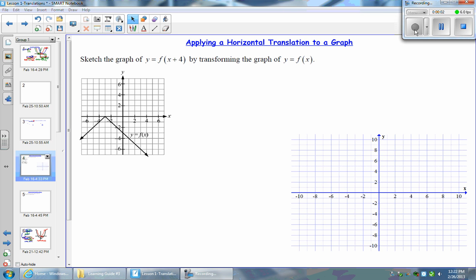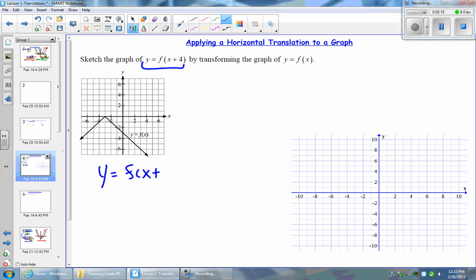In this lesson, I'm going to teach you how to apply a horizontal translation to a given graph. So we're given a graph on the left-hand side here, and what we want to do is sketch the graph of y is equal to f of x plus 4. Okay, so first thing you want to do is analyze the transform function, f of x plus 4.